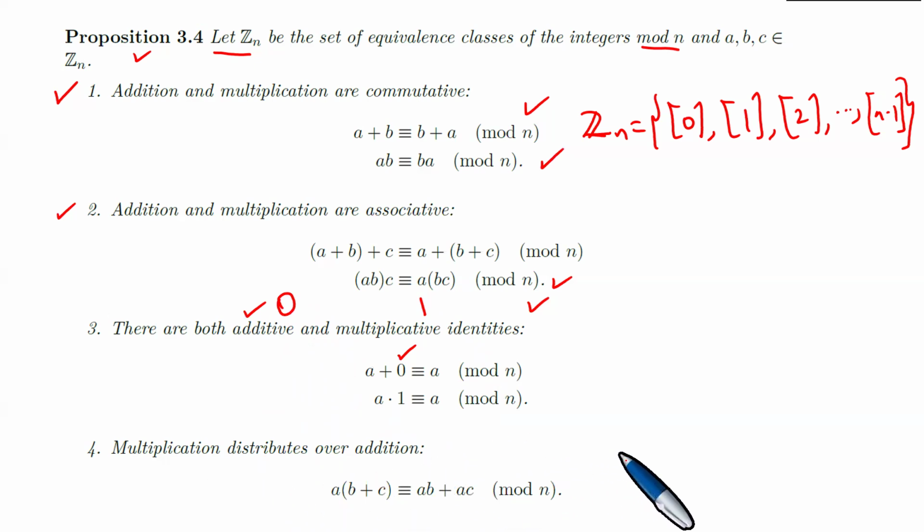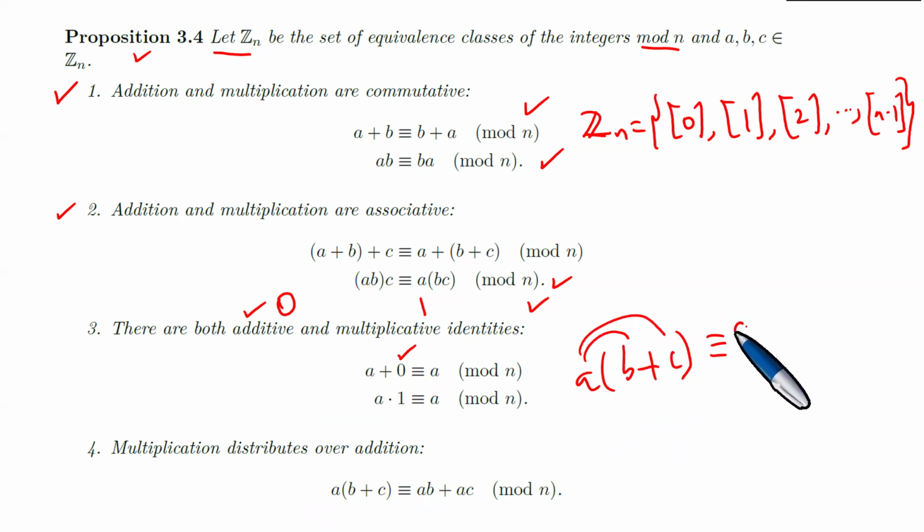Now, multiplication distributes over addition. So that if we have A, the distribution A open bracket B plus C close bracket is equivalent to AB plus AC. This is true modulo n. So yeah, that is property 4.